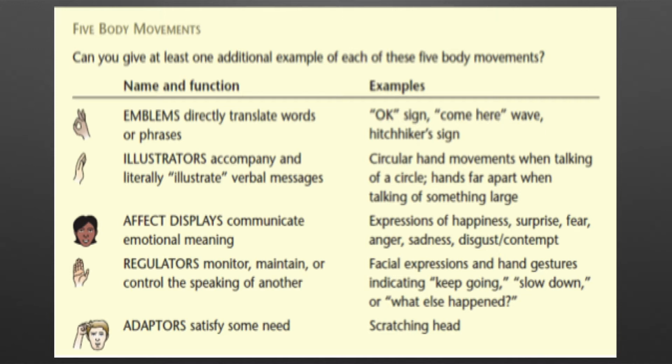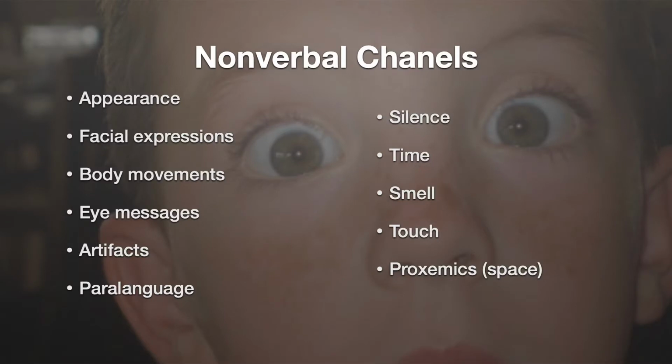And adapters are things that we do. Self-touch would be one of those. We might scratch our head when we're thinking. We might look off to a particular direction when we're trying to remember something. Or we might rub our leg or tap our foot, things that we're often not aware of. So when we talk about nonverbal channels, we're talking about appearance, facial expressions, body movements, eye messages, artifacts, paralanguage, silence, time, smell, touch, proxemics, which is referring to how close or far apart objects or people are.